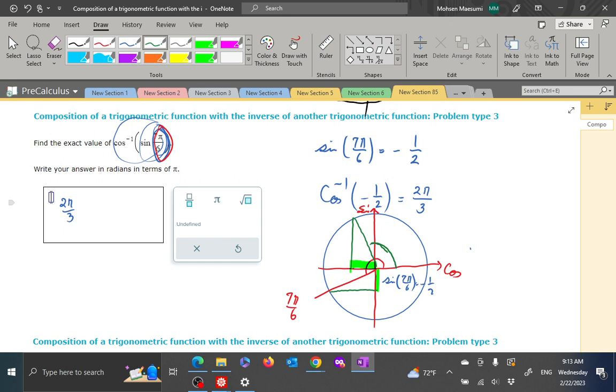However you want to match your angles, this is 60 degrees, this is 60 degrees, and what's left is 120 degrees, or in radians 2 pi over 3. So this is pi over 3, this is pi over 3, and what's left is 2 pi over 3 here. Okay.